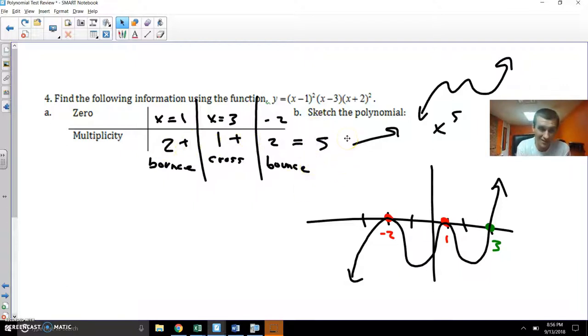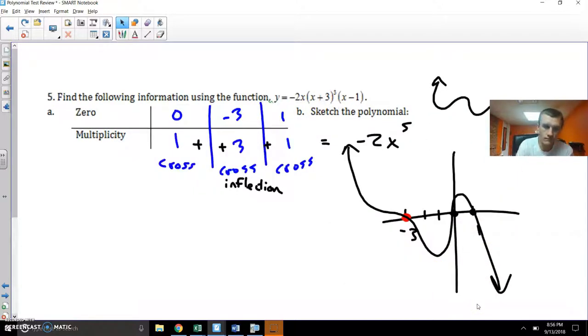It should be bouncing on the ones that are even. So I put 1, 3, and -2 all on the number line here, and then we sketched the quintic graph, but it bounces off of the ones that had a multiplicity of 2. It goes through at 3.